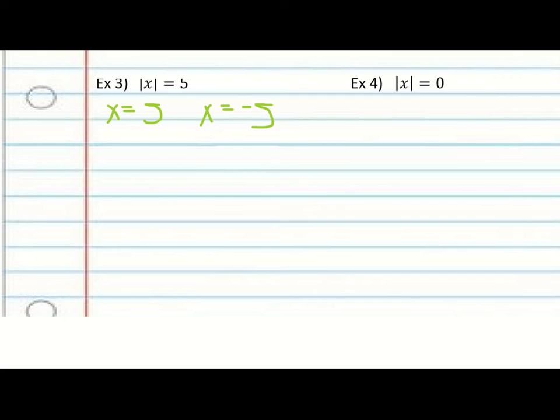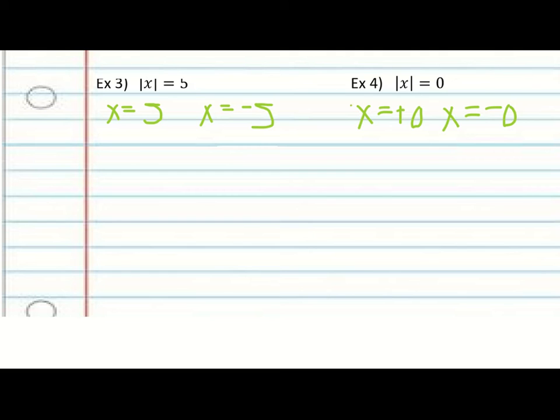Now, the fourth example says the absolute value of x equals 0. So if I follow that same process, I'm going to take what's inside the absolute value bars and say x equals 2 times. And I'm going to say that x would equal a +0 and x would equal a -0. Now you might be asking yourself, a -0? Well, there is no such thing as a negative or positive 0.